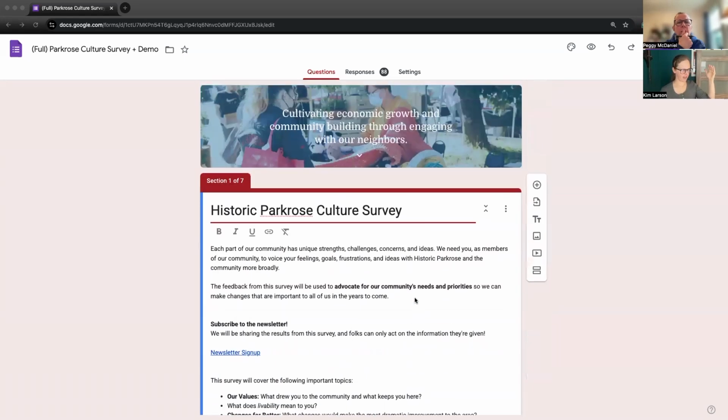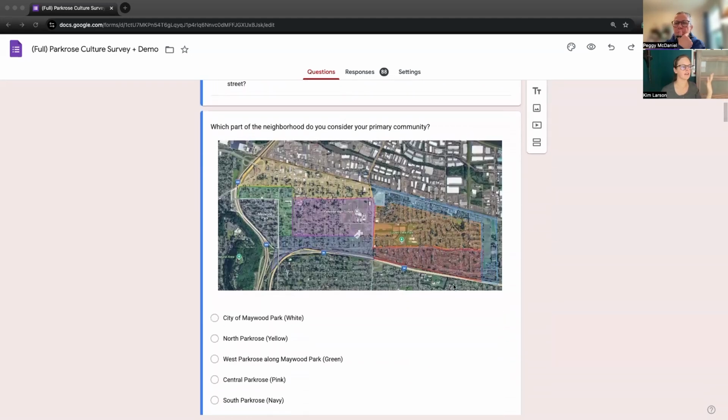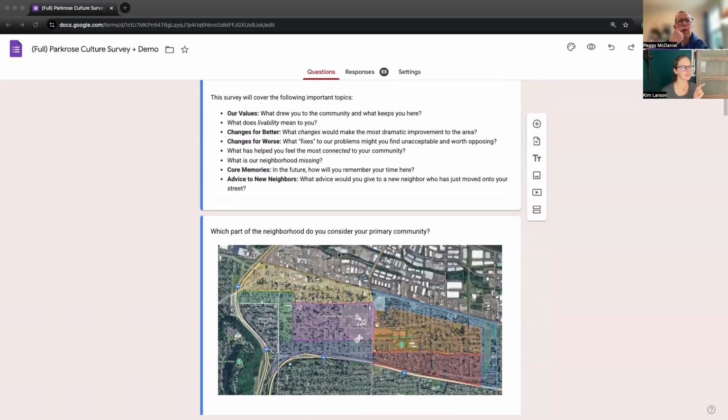We start the survey with saying, this is what we're going to cover. Also, sign up for the newsletter. Keep it easy. Which part of the neighborhood are you in? We have a whole bunch of sections. We expanded beyond just Park Rose for this because what we saw in St. John's is that people may live on the border in another neighborhood but they identify with St. John's. They school in St. John's, they shop in St. John's, and we wanted to give them a place to have their feedback if they're not the target audience.